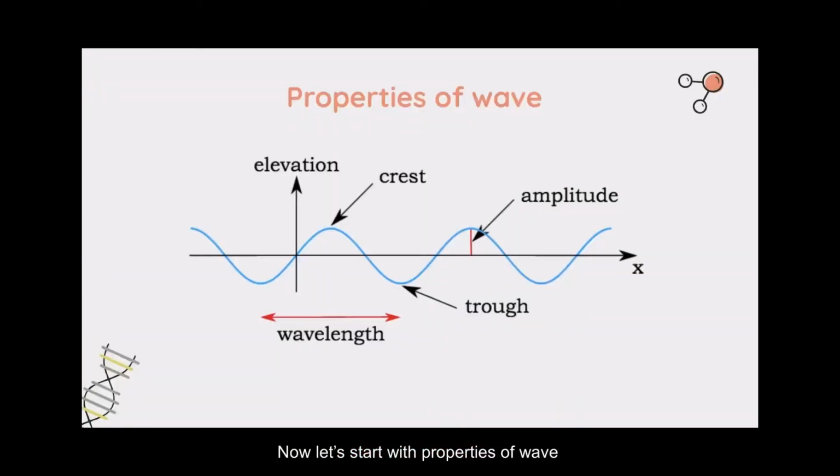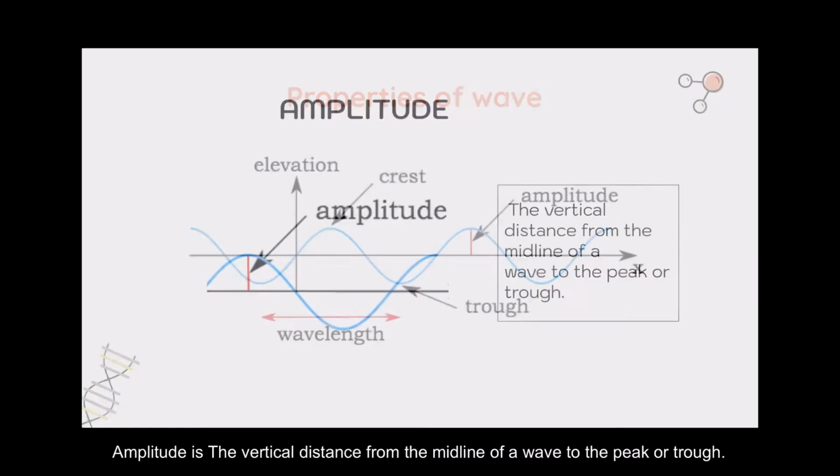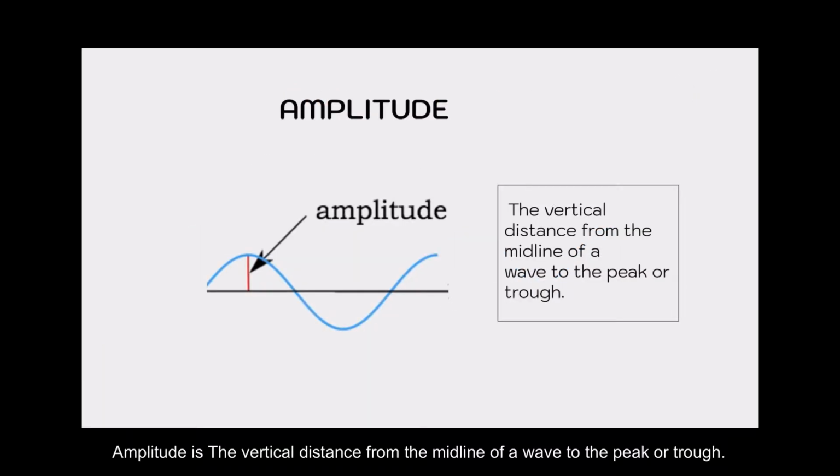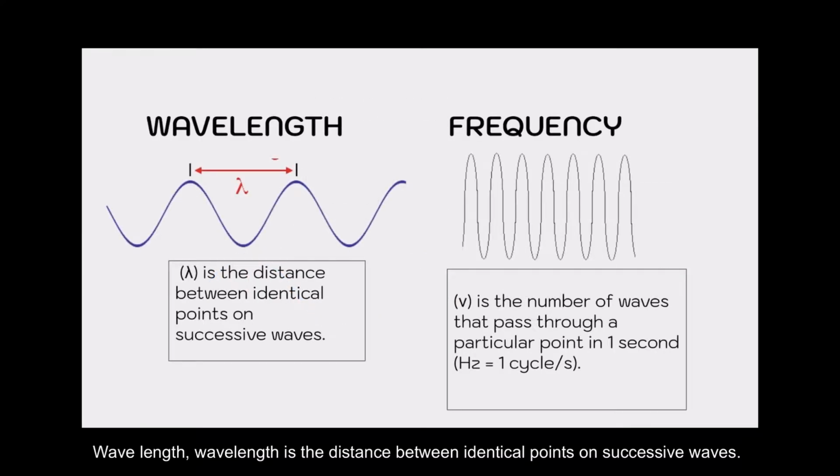Now let's start with properties of wave. Properties of wave include wavelength, frequency, and amplitude. Amplitude is the vertical distance from the midline of the wave to the peak or trough. Wavelength is the distance between identical points on successive waves. And frequency is the number of waves that pass through a particular point in 1 second.